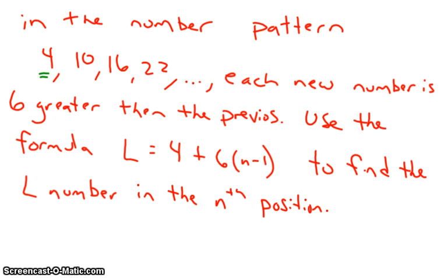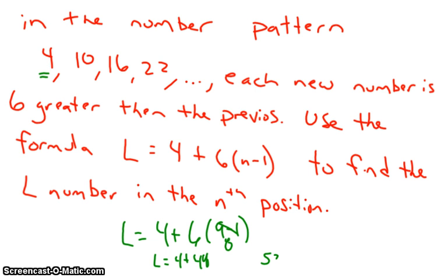So we're going to say we want to know the 9th number in this. So all I got to do is say L equals 4 plus 6 times 9 minus 1, which we know is 8. So L equals 4 plus 48, or that would be 52. And let's see if that really would be. If we're adding 6 each time, 22, 28, 34, 40, 46, 52. We match: that's the first, second, third, fourth, fifth, sixth, seventh, eighth, ninth term was 52, and we found that by using the formula. Okay, let's go ahead and go on.